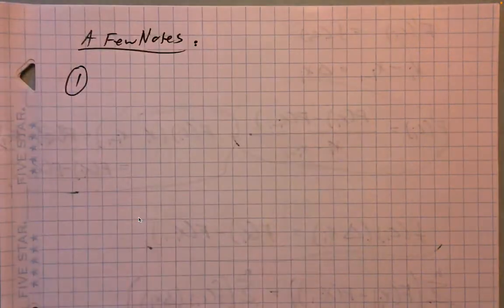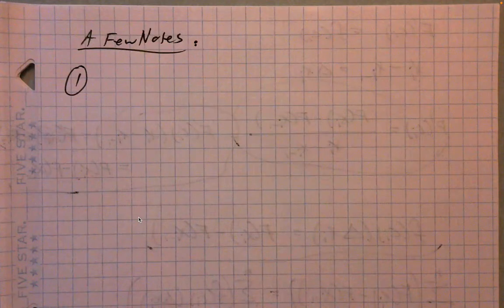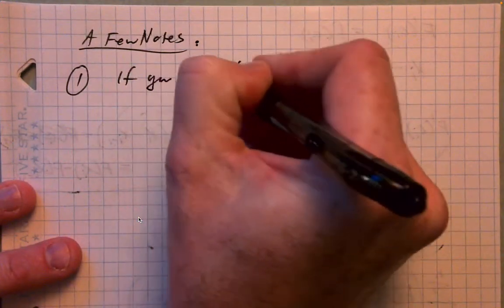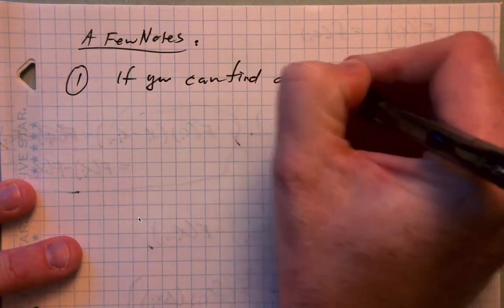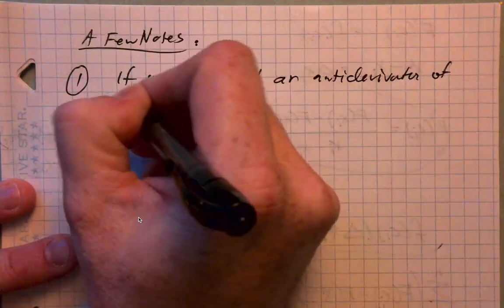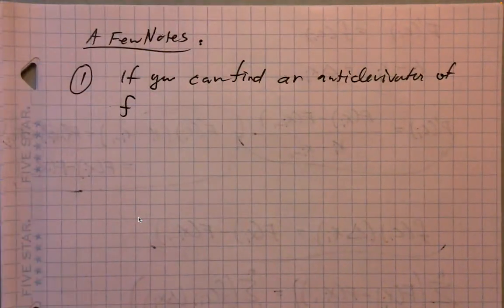Okay, so we'll talk a little bit about what this means, practically speaking, this fundamental theorem of calculus. The first thing that it means is that indefinite integration and definite integration are very similar items, right? They have a connection now. If you can find an antiderivative of little f, you can use the fundamental theorem to evaluate a definite integral.